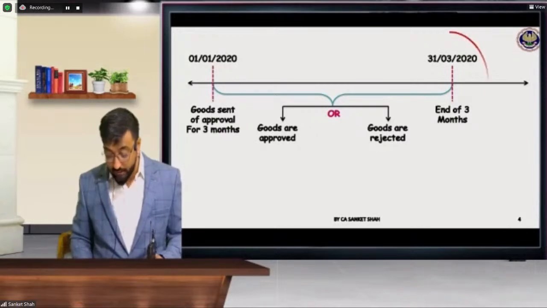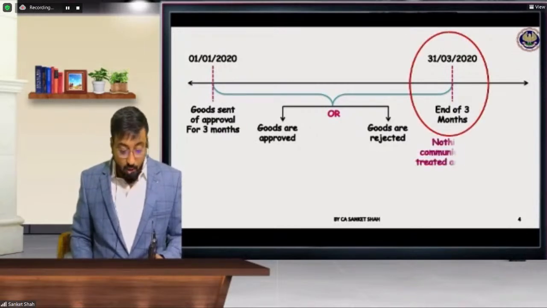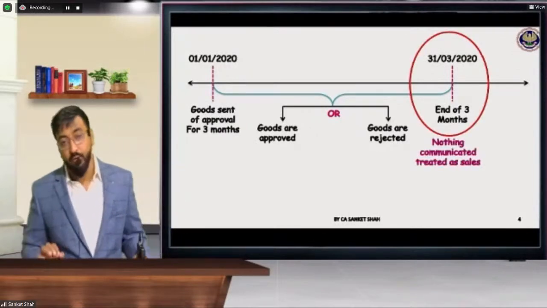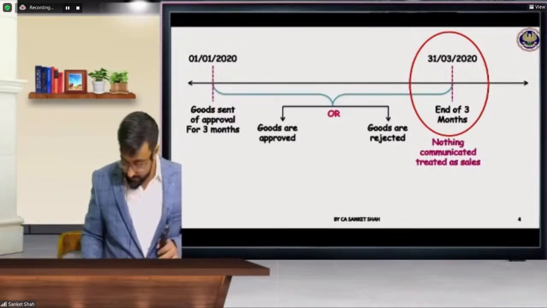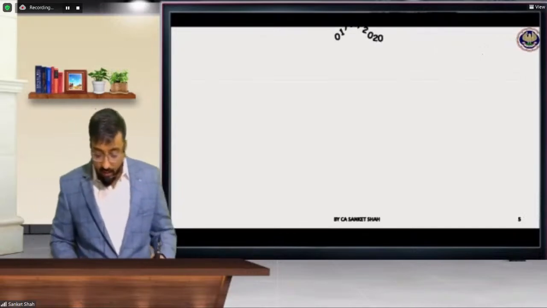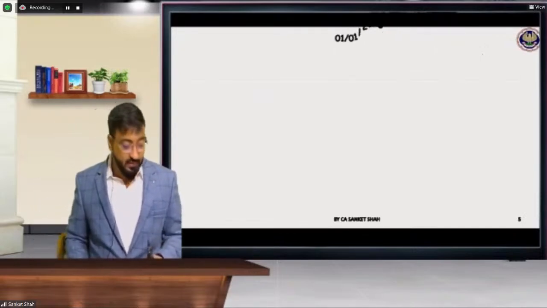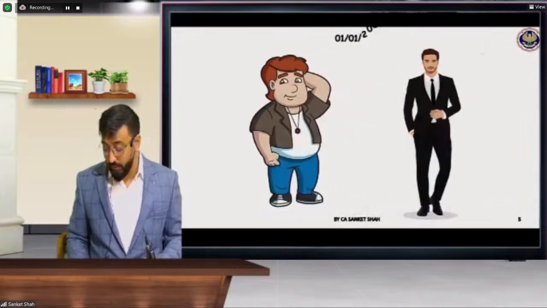दैट वी हैव टू अंडरस्टैंड। So up to 31st of March, nothing communicated, then we will treat it as sales. But obvious, we will treat it as sales. Now here, on 1st January 2020, you can see here, on 1st January 2020, there are two parties.